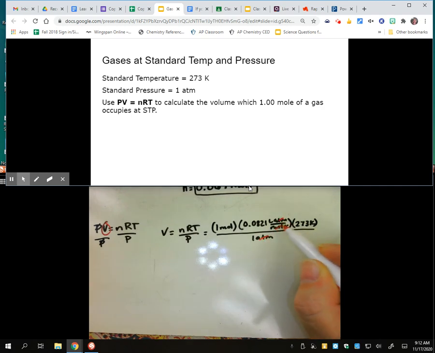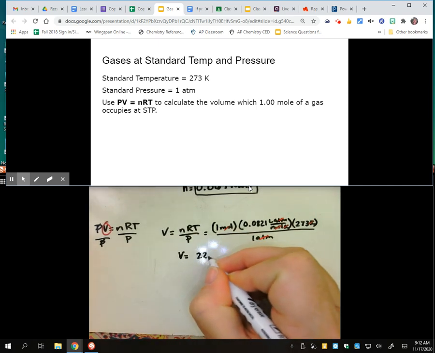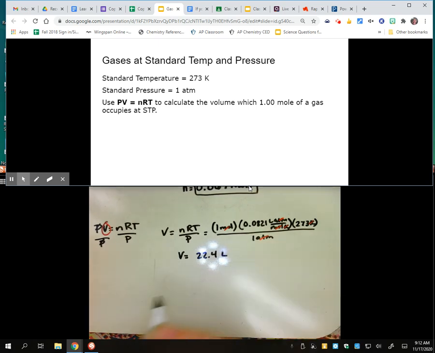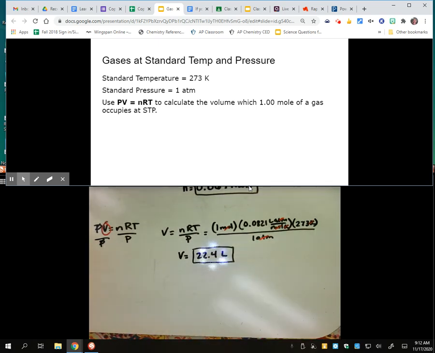Atmospheres cancel, mole cancels, Kelvin cancels. All I'm left with are liters. And so my volume is 22.4 liters under standard conditions. Well, this is per mole. So this is actually going to end up being a really good conversion factor for us. For a mole of any gas, we have 22.4 liters.